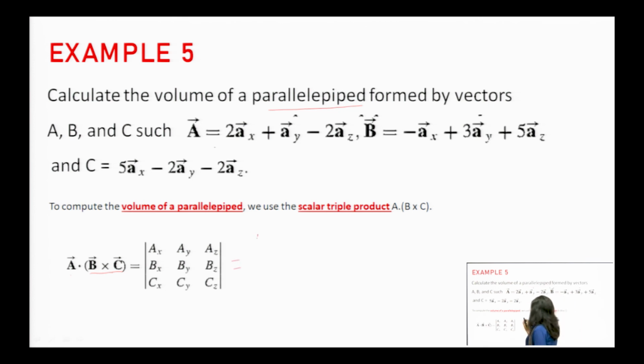I am just writing it here. We can see that the coefficients of vector A are 2, 1 and minus 2. Similarly, for B, minus 1, 3, 5, and for C, 5, minus 2 and minus 2. The solution of this matrix will give the volume of the parallelepiped.